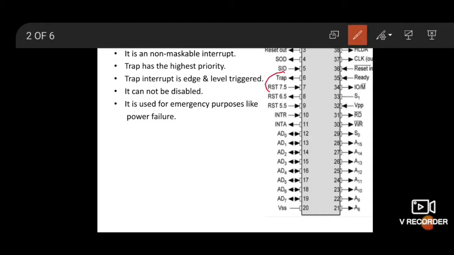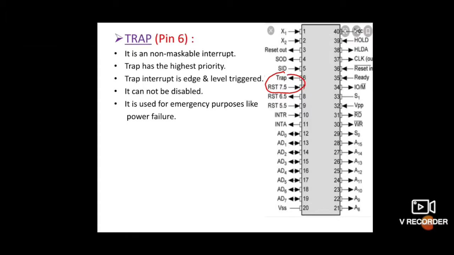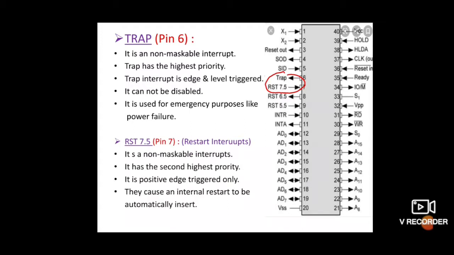Now see the next pin, RST 7.5. What is the meaning of RST? RST means restart interrupt. Restart interrupt, it is also called reset. This is pin number 7. Now in this pin, see, it is written as a non-maskable interrupt. Instead of non-maskable, write maskable interrupt. This is a printing mistake. Instead of non-maskable, write here maskable interrupt.